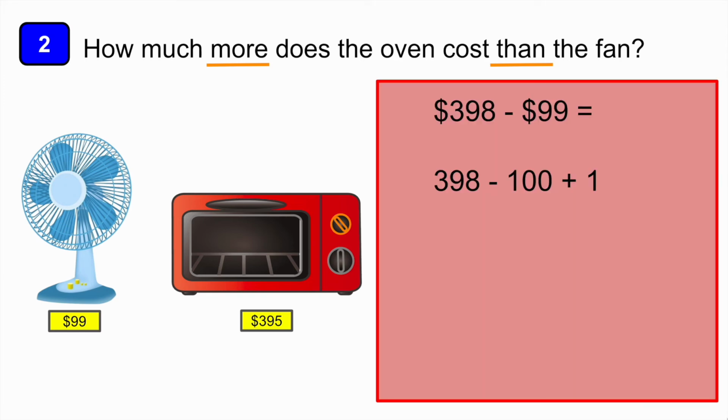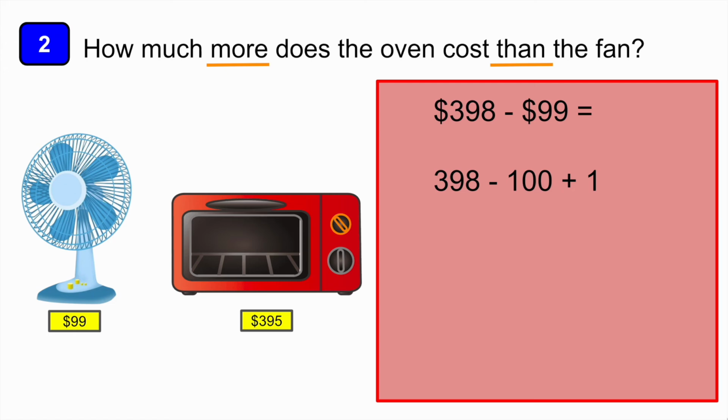So now copy this down into your notebook so that we have one example of a strategy for subtraction. So we had $398 minus $99. We're rounding 99 to 100. We're going to do 398 minus 100. And then we have to add 1 back because we really only wanted to take away 99.